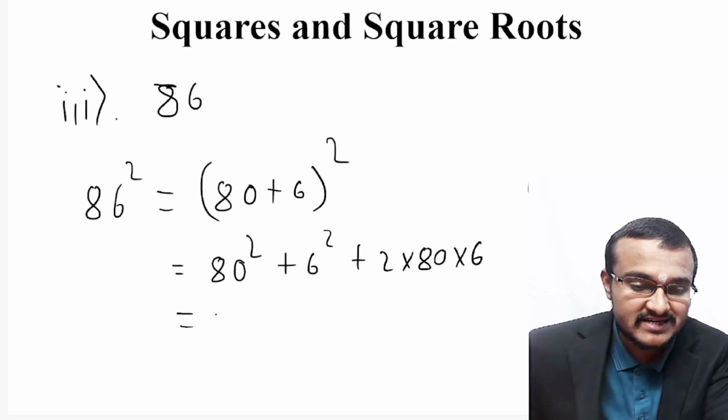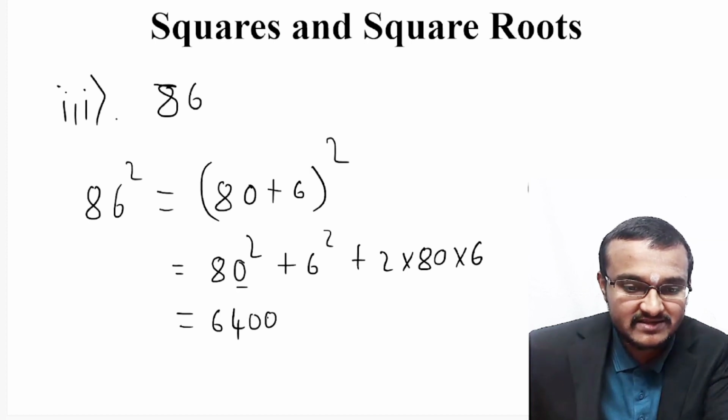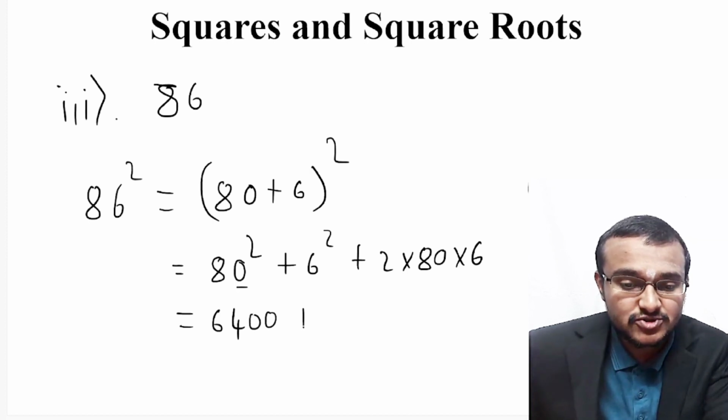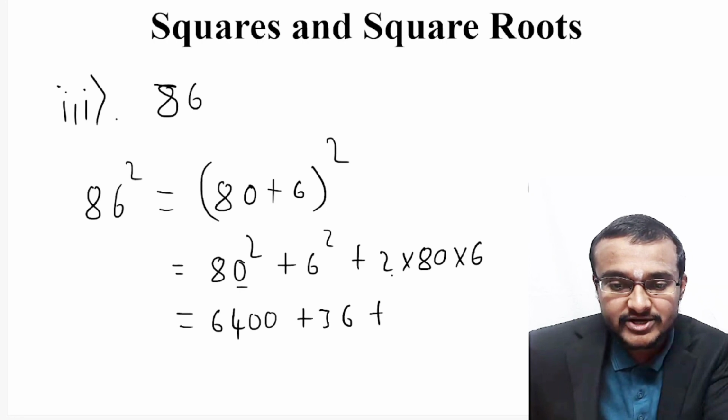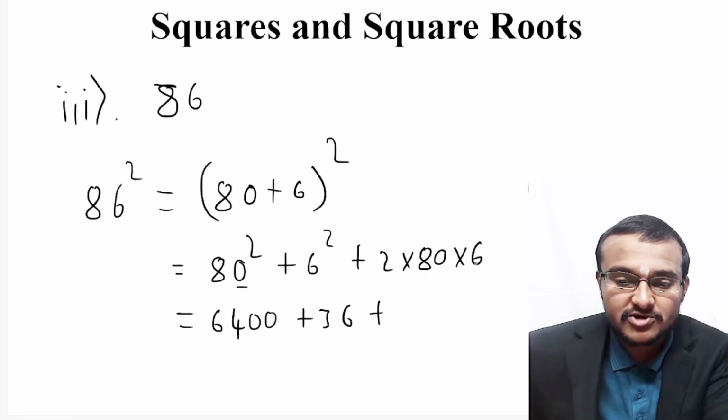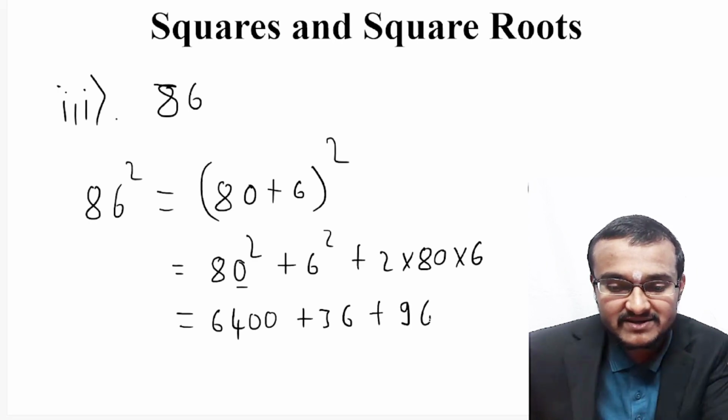So what is 80 square? 8 8s are 64 followed by 2 zeros because 1 zero is there in this 80. So 6 6s are 36. 2 into 80 is 160, or you can take 8 6s are 48. So 480 into 2 will be 960.